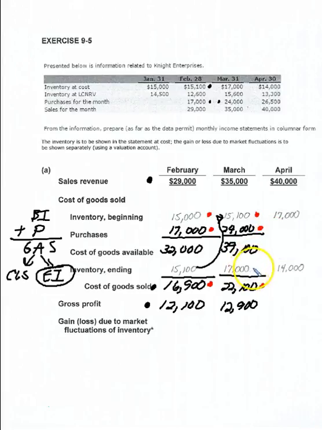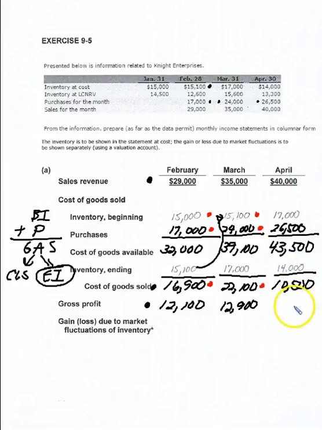So ending inventory becomes beginning inventory for April. And then we report purchases, $26,500. Add that to the $17,000. That gives us goods available for sale of $43,500. Of the goods available, if we still have $14,000 on hand, that means that we sold $10,500. Okay, and then sales revenue less the cost of the goods sold is gross profit.